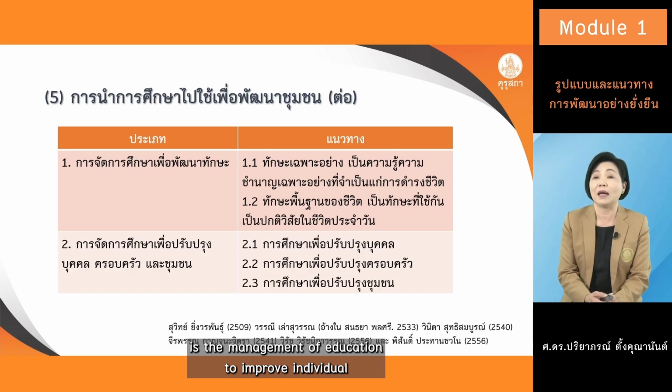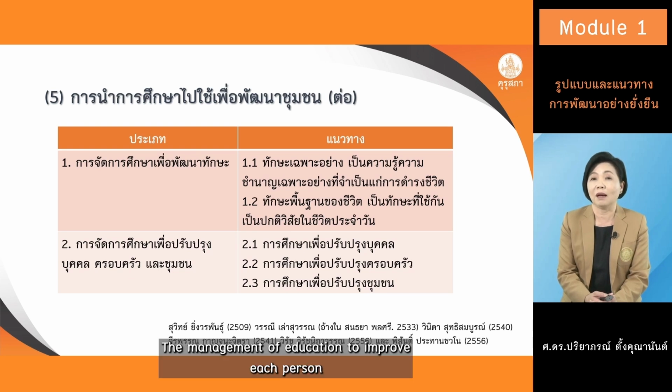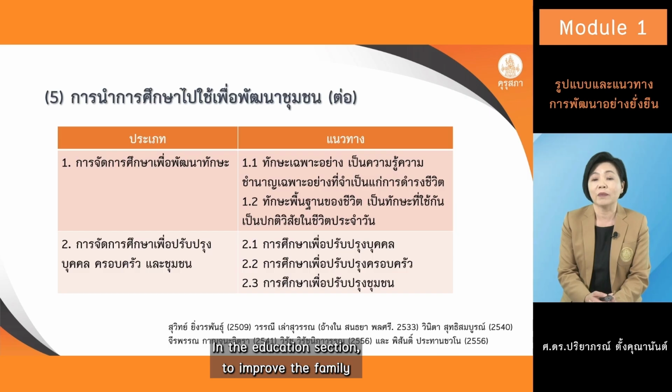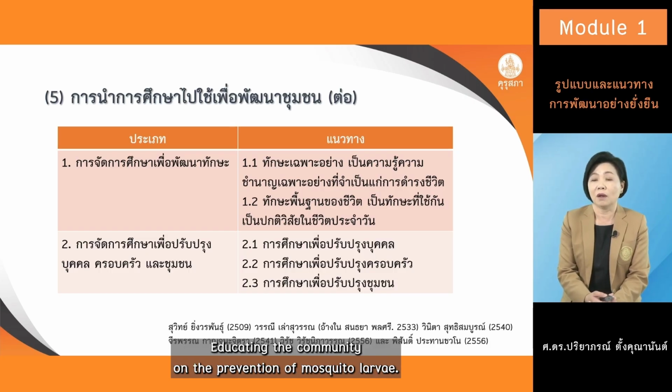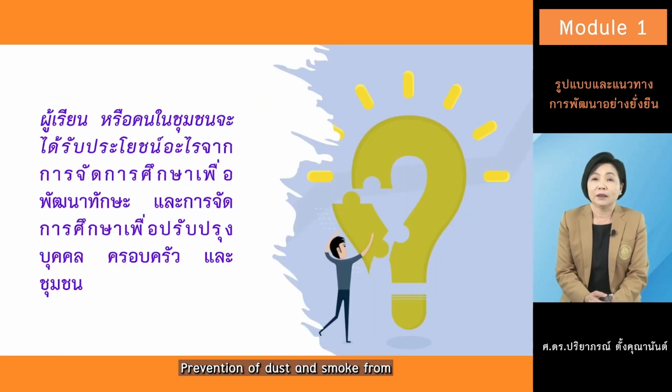The next type of education that is used for community development is the management of education to improve individuals, families, and communities. The management of education to improve each person is, for example, literacy, numeracy, etc. In the education section to improve the family, such as family planning. Education to improve the community, such as educating the community on the prevention of mosquito larvae, prevention of dust and smoke.